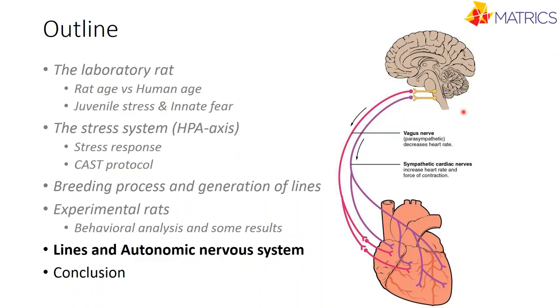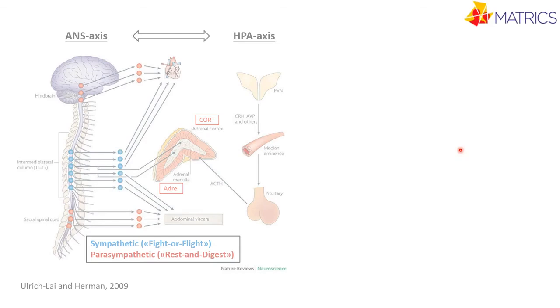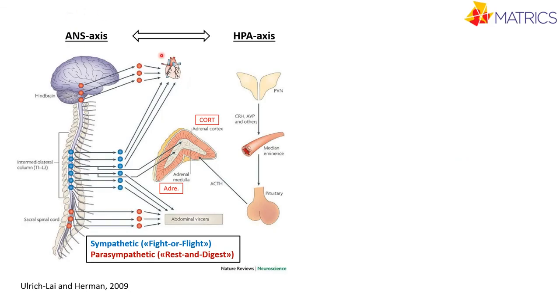And finally, I will describe little experiments that I did with those lines on the autonomic nervous system. Here we were targeting the autonomic nervous system because the sympathetic system and the parasympathetic system, through the vagus nerve, are the major regulators of the heart rate. But in addition, the autonomic nervous system and the HPA axis are also related. They cross-interact in different brain regions.